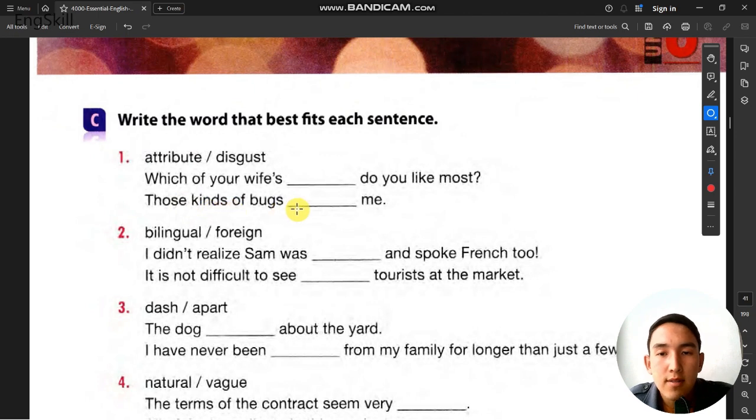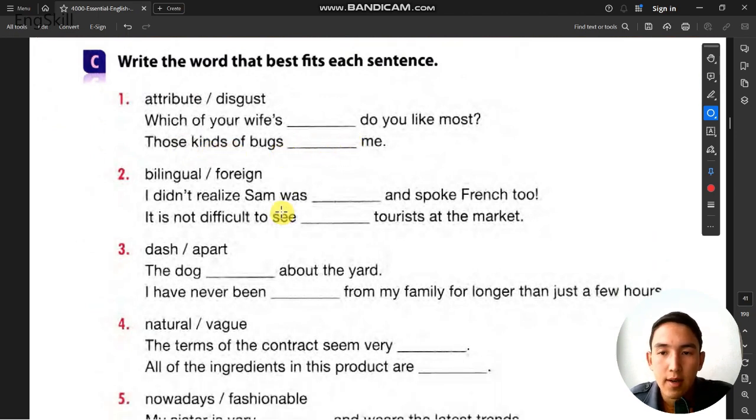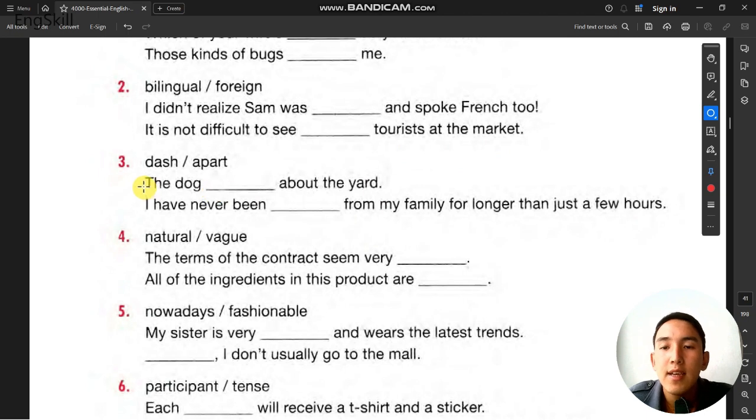These kinds of bugs disgust me. Number 2, bilingual and foreign. I didn't realize Sam was bilingual and spoke French too. It is not difficult to see foreign tourists at the market. Number 3 is dash and apart. The dog dashed about the yard. I have never been apart from my family for longer than just a few hours.